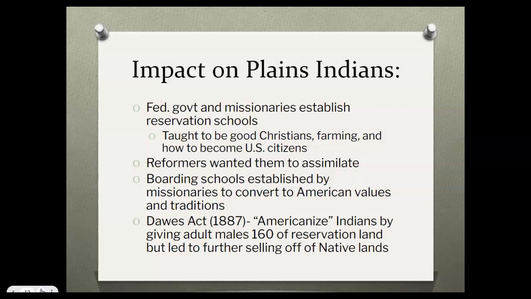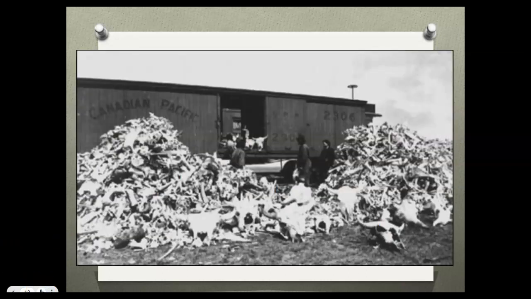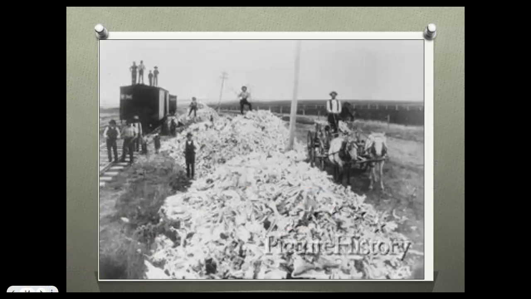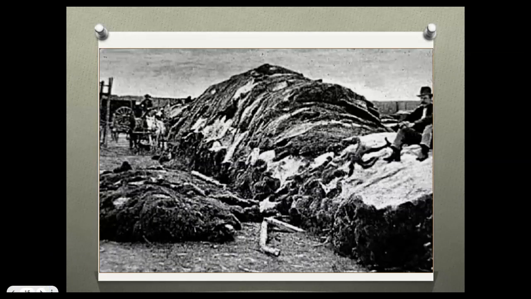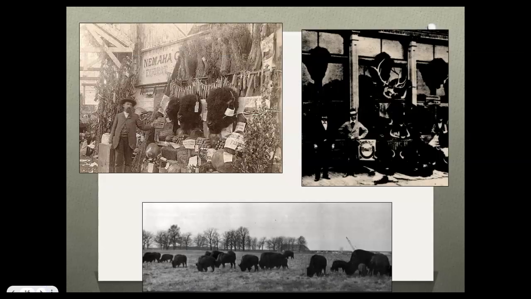And then you have the Dawes Act, which also Americanizes male adult Indians by promising them 600 acres of reservation land. But it led to selling off further those native lands to the United States. And these are some pictures of the buffalo and how they were destroyed. The buffalo hides.